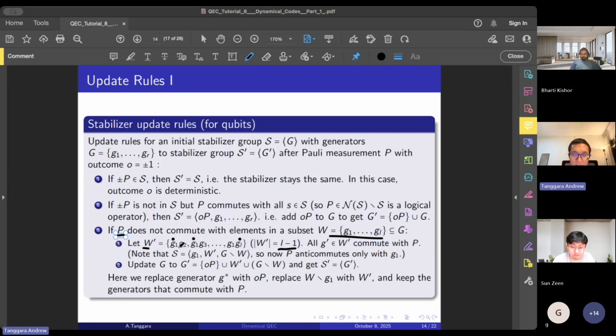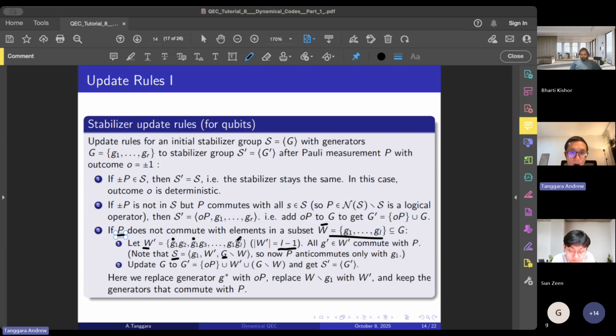And now all the elements of this W prime commute with P, right? And so it basically gives us a different generating set of the original stabilizer group S. It's generated by G1 and this W prime, because I can just multiply G1 to elements of W prime and get the elements of W back, and all the rest of the generators that commute with P.